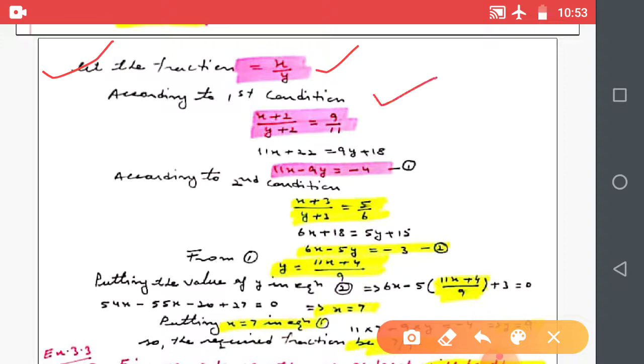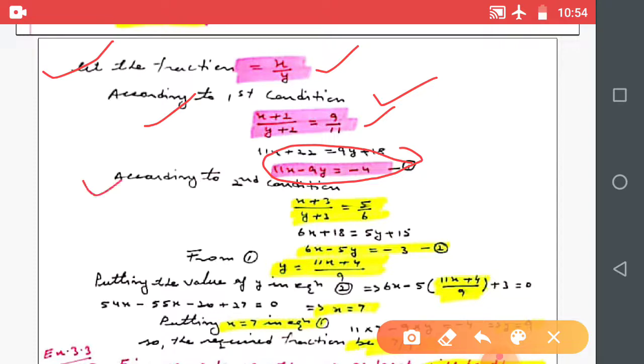We say let the fraction be x upon y, where x is numerator and y is denominator. Now according to the first condition, if 2 is added in the numerator as well as in the denominator, the fraction becomes 9 by 11. So x plus 2 upon y plus 2 is equal to 9 by 11, and finally the equation is 11x minus 9y is equal to minus 4.